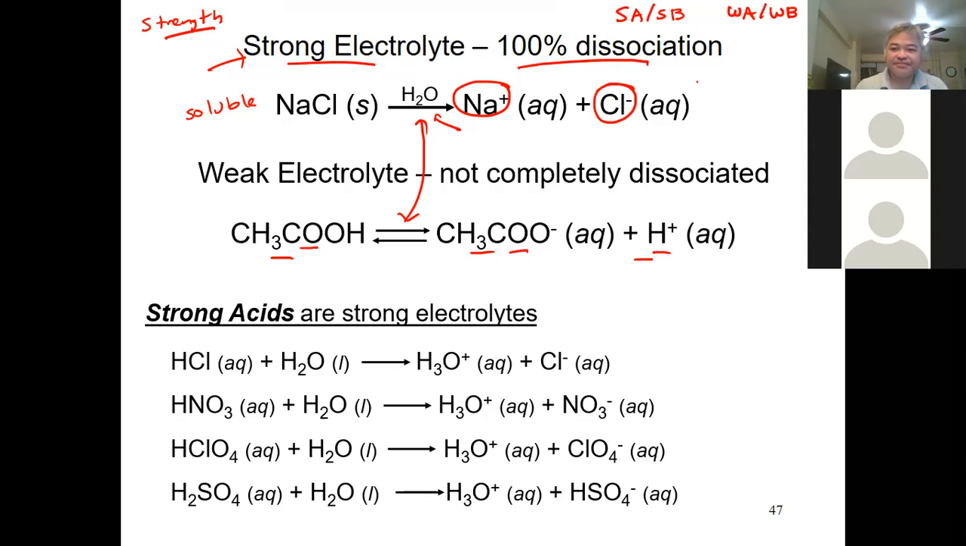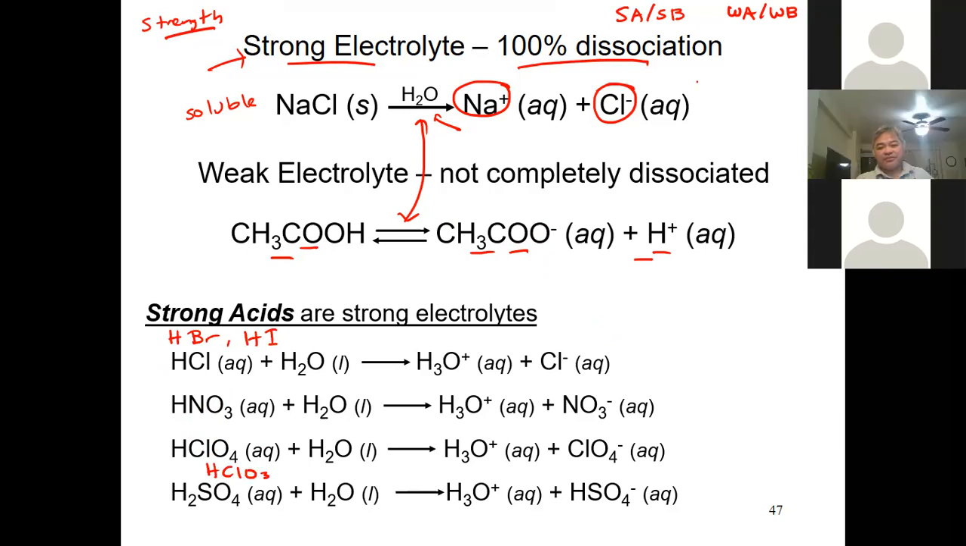Klaro tayo doon? So there are 6, in some books 7. So there's 3 of them, what we call 4 of them already here. The other 2 would be HBr and HI. And in some books, they list HClO3 as a strong acid.